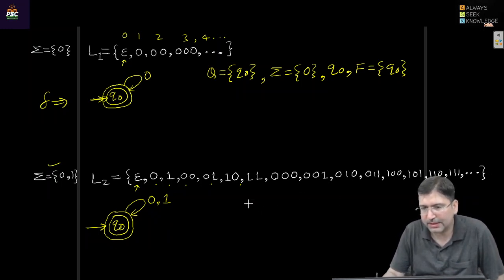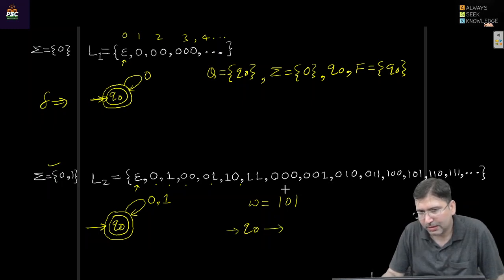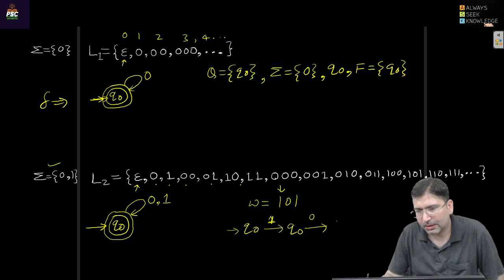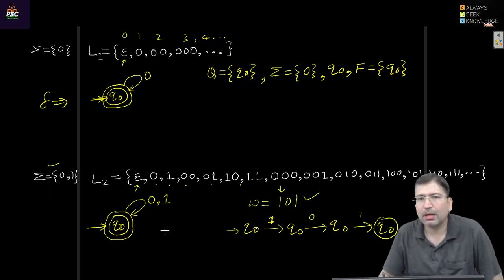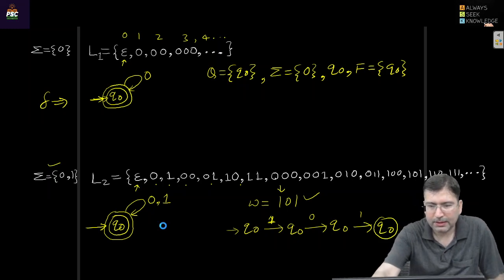If I take any string from this, let's say 101, we start from q0, which is the initial state. When 1 comes on q0, it leads us to q0 only. When 0 comes, it is again on q0. When 1 comes again, it is again on q0, and this q0 is the final state. That means this string is a legal string according to this automata, right?